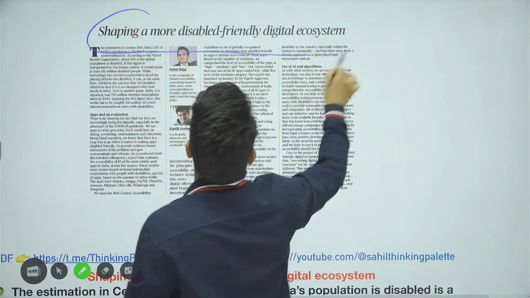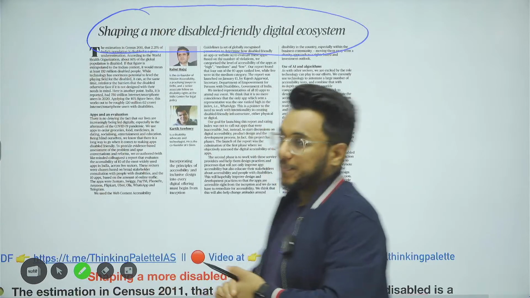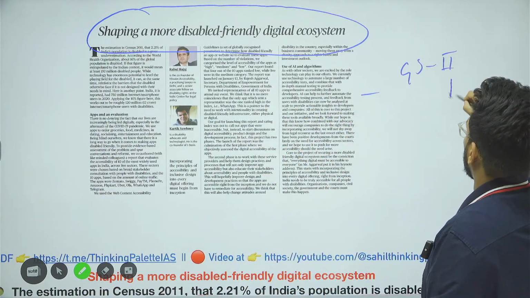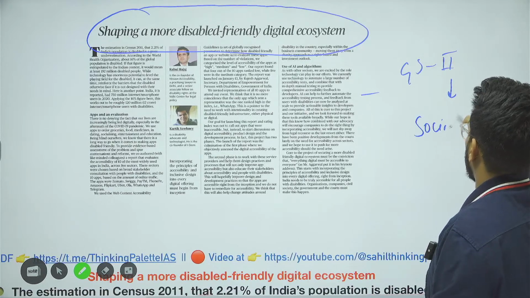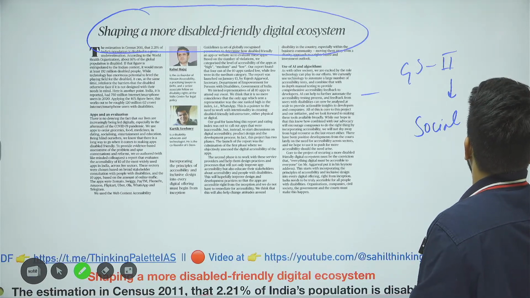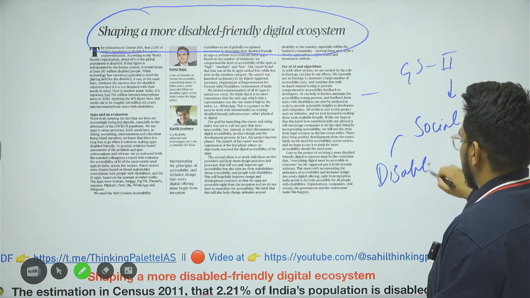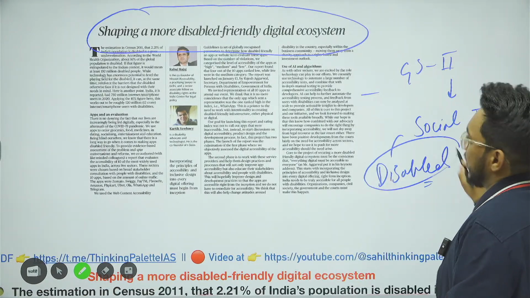Shaping a more disabled-friendly digital ecosystem. Now, this particular article falls under GS paper number 2, social justice, and within social justice, issues related to the disabled, issues related to disabled people.